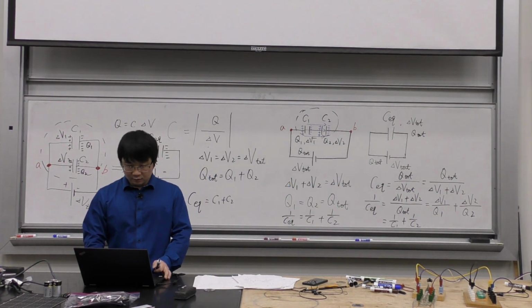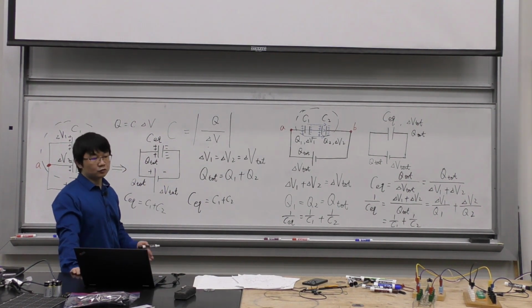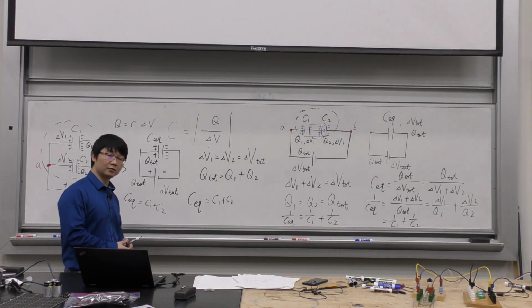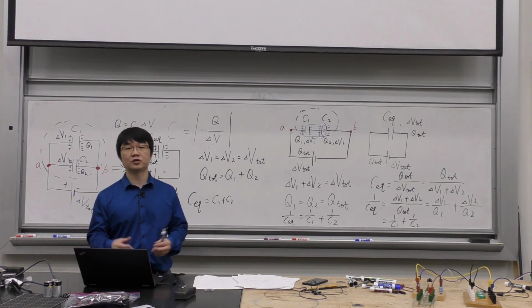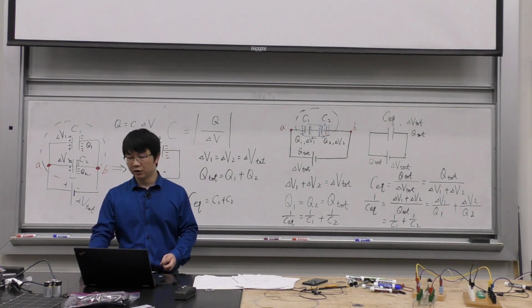All right. So now that's the theory for parallel and series. But if you have a real circuit, you don't always have everything in parallel or everything in series. You may have a combination of these two. You would have some capacitors in series, and some capacitors in parallel, right?